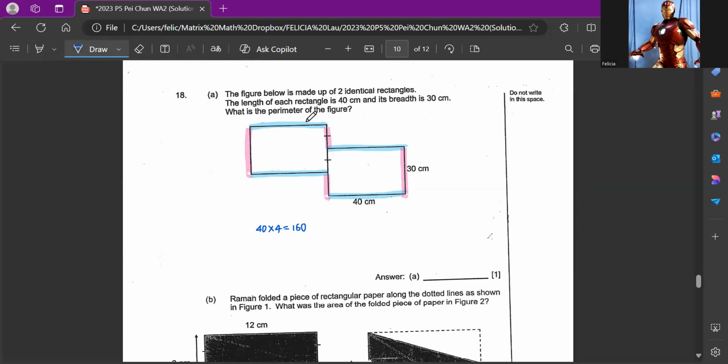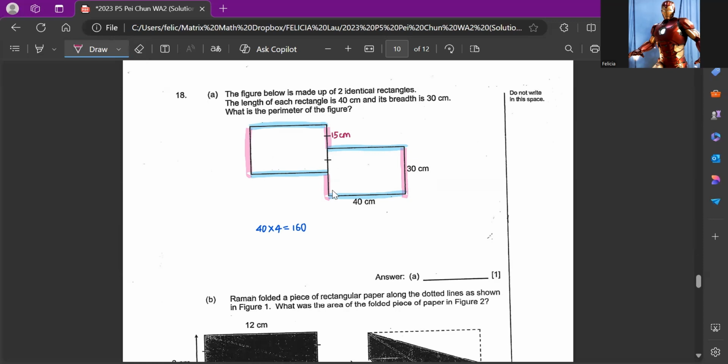Please do not highlight this one, because this is not even part of the outline of the figure. Perimeter means the outside of the figure, so this is not part of the outside. Now for the pink lines, notice the little lines striking across, 1 and 2. It means that these two sides are equal. Since we know that this is 30, I can confidently say this will be 15 cm, because 30 divided by 2. So this is 15 and this 30, and this will be 30 and 15 as well.